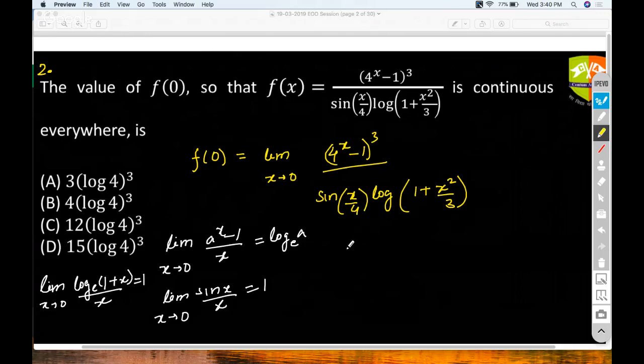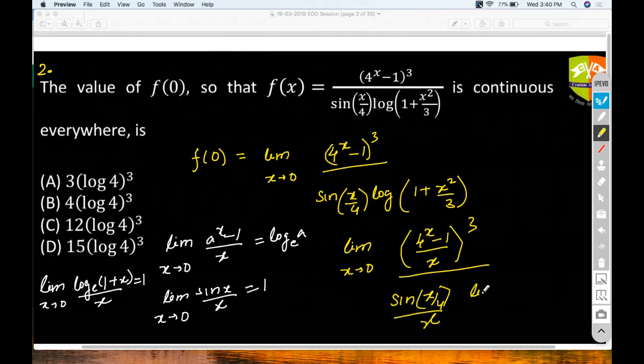So if I make these manipulations in this problem, I would get ((4 to the power x minus 1) by x) whole cube. And in a similar way, I would divide this by x and I would divide this by x square. Now I need a 3 over here, so I'll multiply and divide with 3. I need a 4 over here. Correct. So I'll multiply and divide with 4. Is that fine?